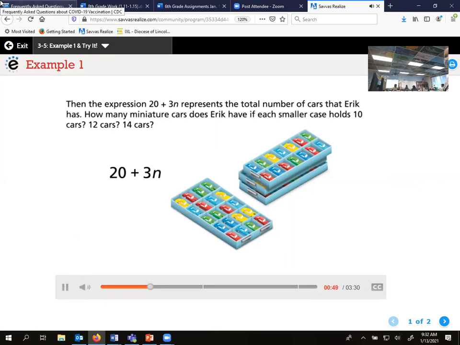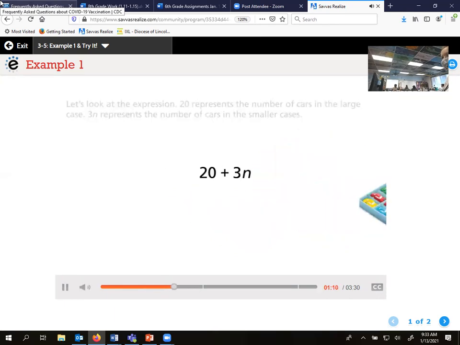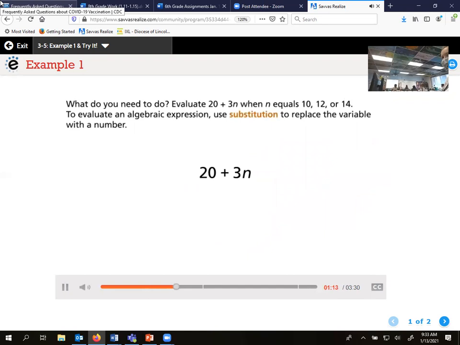How many miniature cars does Eric have if each smaller case holds 10 cars, 12 cars, 14 cars? Let's look at the expression. 20 represents the number of cars in the large case. 3n represents the number of cars in the smaller cases. What do you need to do? Evaluate 20 plus 3n when n equals 10, 12, or 14.